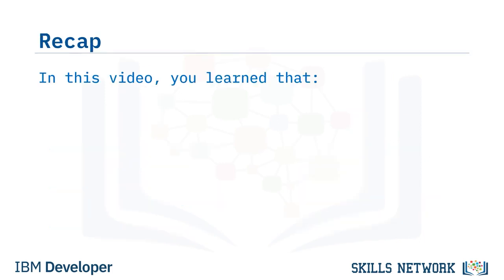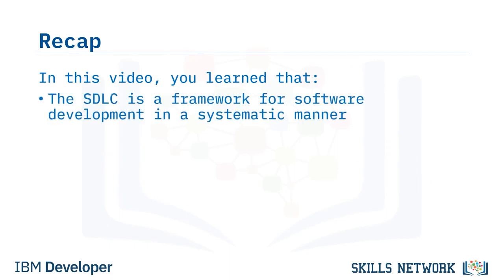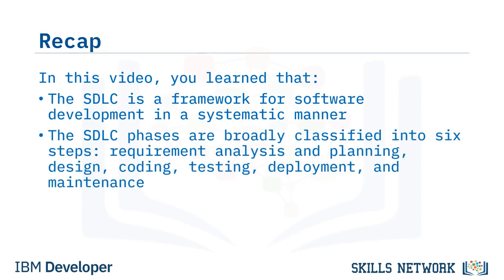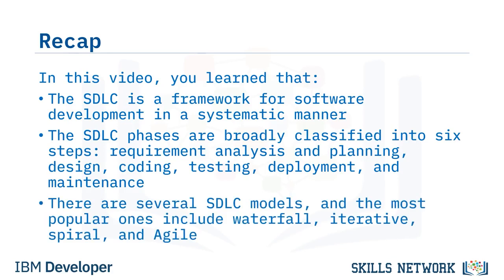In this video, you learned that the SDLC is a framework for software development in a systematic manner. The SDLC phases are broadly classified into 6 steps: requirement analysis and planning, design, coding, testing, deployment, and maintenance. And there are several SDLC models. The most popular ones include waterfall, iterative, spiral, and agile.